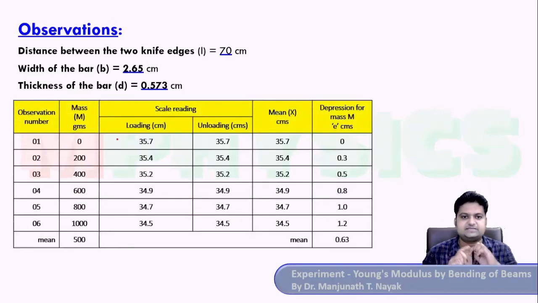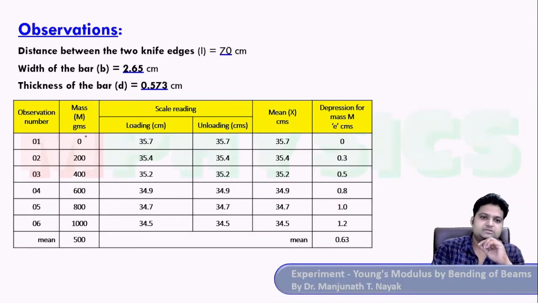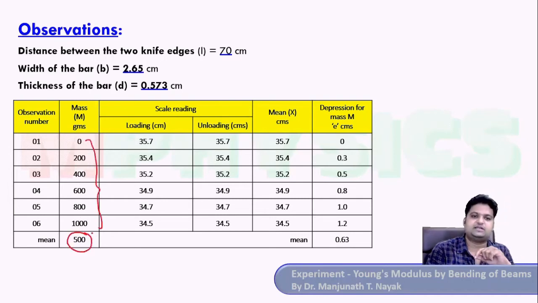So now our data is here that we've just found. Here we have 0. We started with 0, went up to 1000. So add up all this value and divide it by 6 to get 500. That is the mean. Then we have the loading and unloading values.